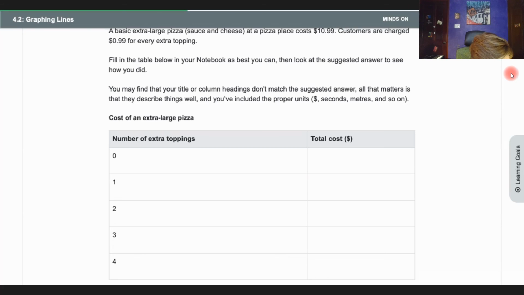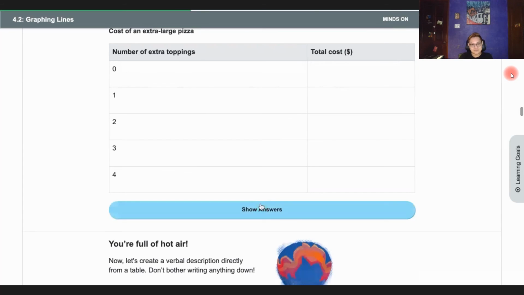A basic extra large pizza, sauce and cheese costs $10.99. The customer is charged $0.99 for every pizza topping. So just plus $0.99 for each topping, so it'd be $11.98, $12.97, $13.96, $14.95.